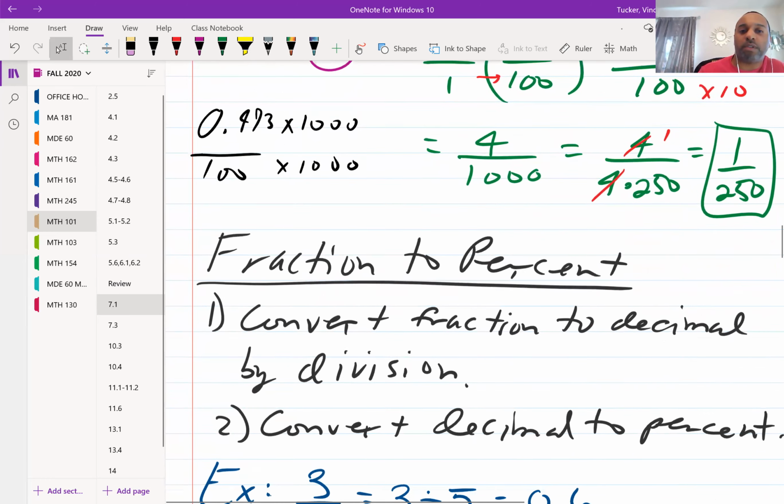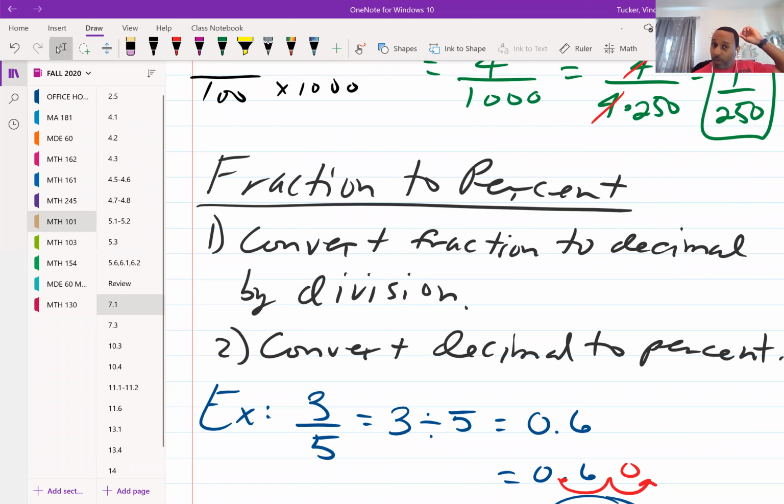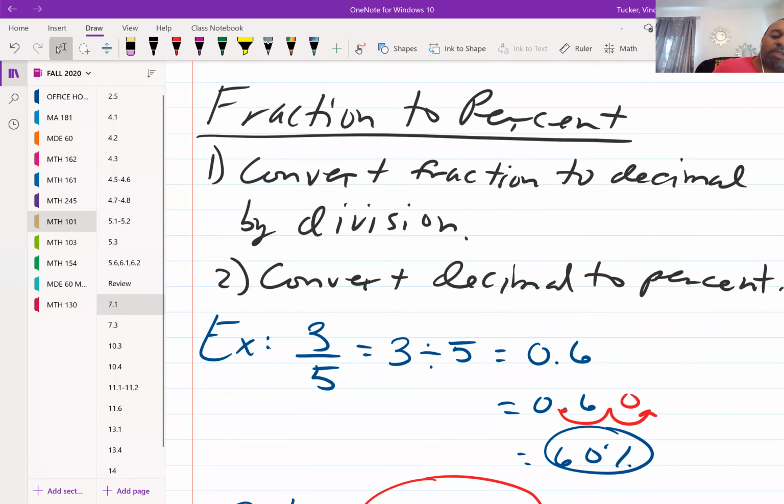Next one is fractions to percents. This one will convert fractions to the decimal by division, and then convert the decimal to percent, like we did before. All right. So if I have 3 over 5, I just divide 3 by 5, that'd be 0.6. And then just like before, when we had a decimal, we move that decimal 2 places to the right to convert it to a percentage.